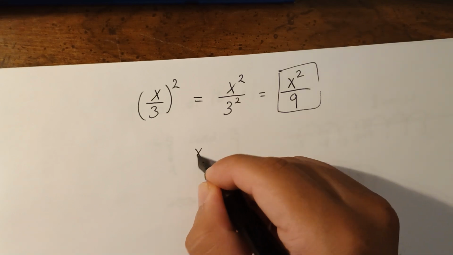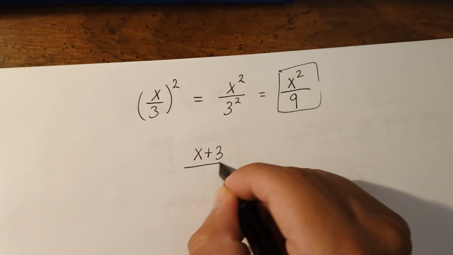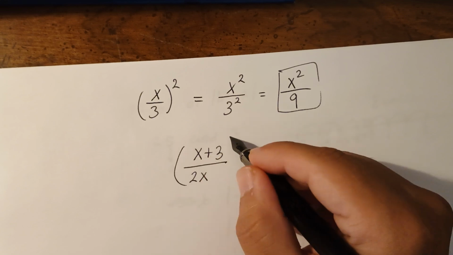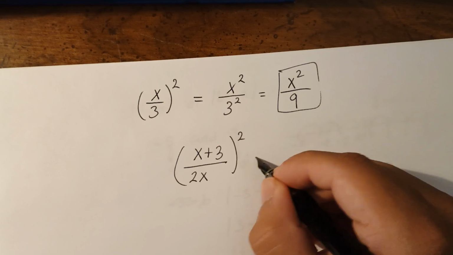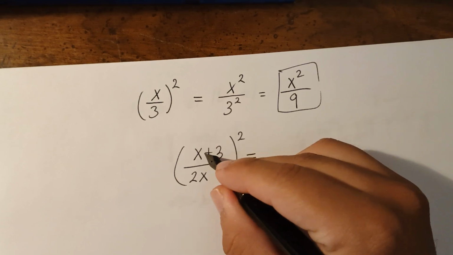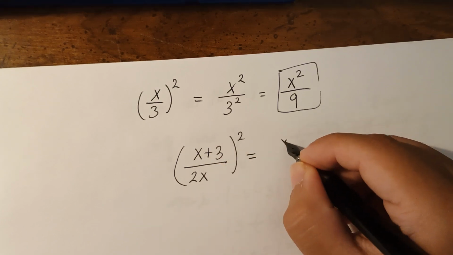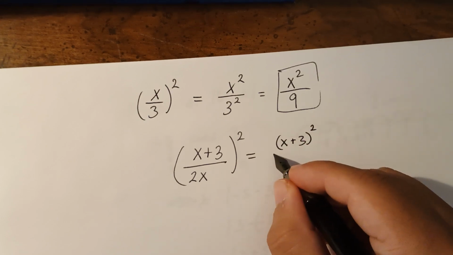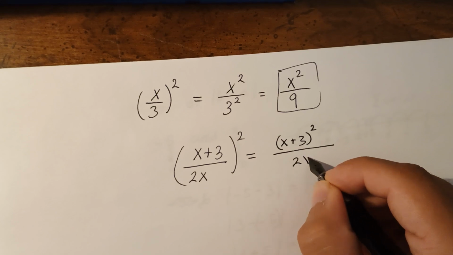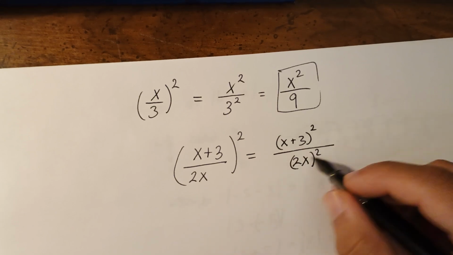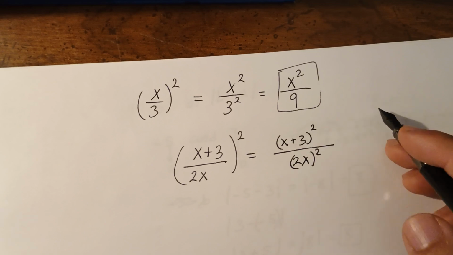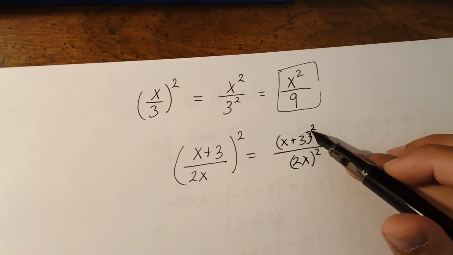If you have something like this, because these two are together, we have to write them in parentheses and then square the whole thing, and then you can just do this normally down here, and you can work it out the same way I showed you earlier in the video. And this is, you use foiling over here on the top.